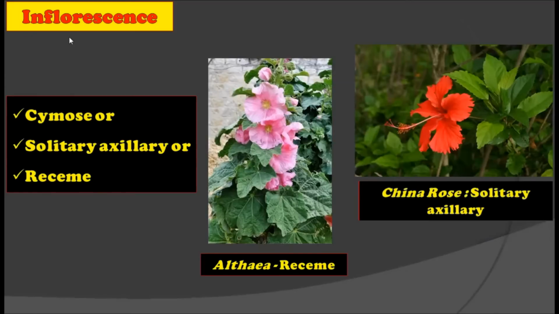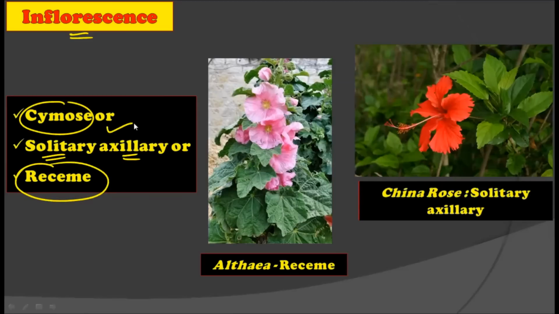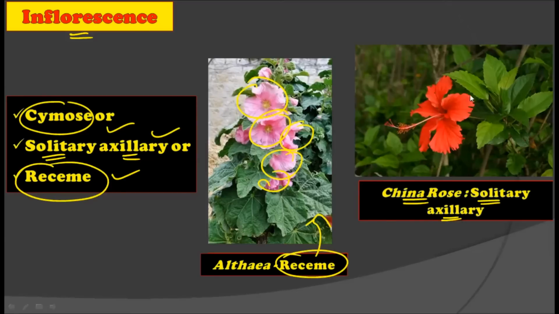All right. Now let us see how the inflorescence is present in the Malvaceae family. Inflorescence may be cymose, solitary axillary, or raceme. All these three types of inflorescence can be found in the Malvaceae family. In the first example, Abelmoschus, we have the raceme type of inflorescence. And in the second picture, we have the China rose, where the solitary axillary inflorescence can be found.